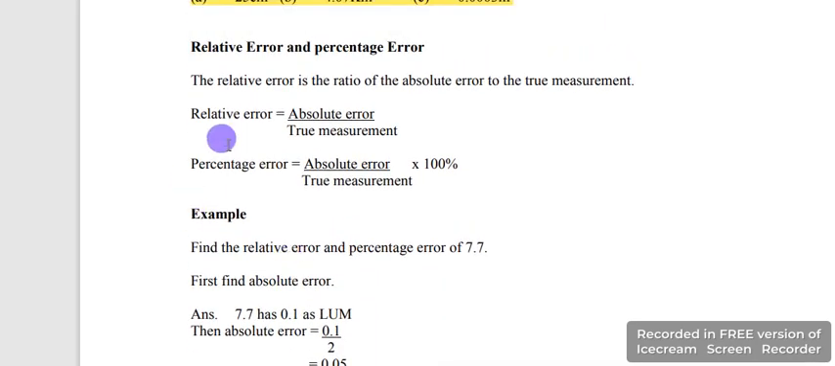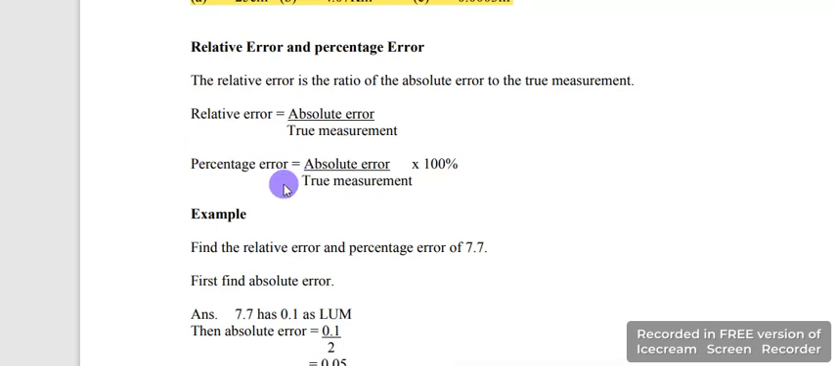So, we are on the relative error and percentage error. Relative error is the ratio of the absolute error to the true measurement. So, what is our absolute error? You find the absolute error, then you divide it by the true measurement.